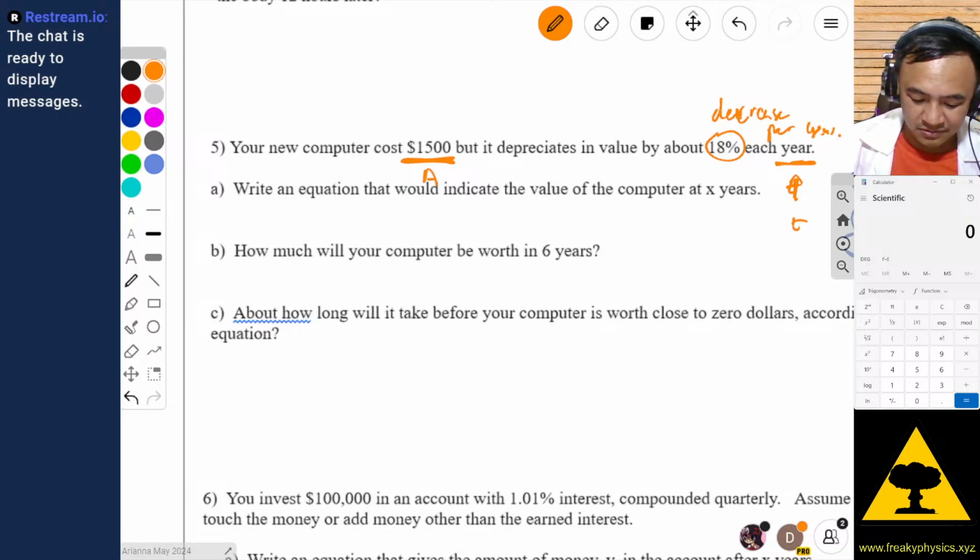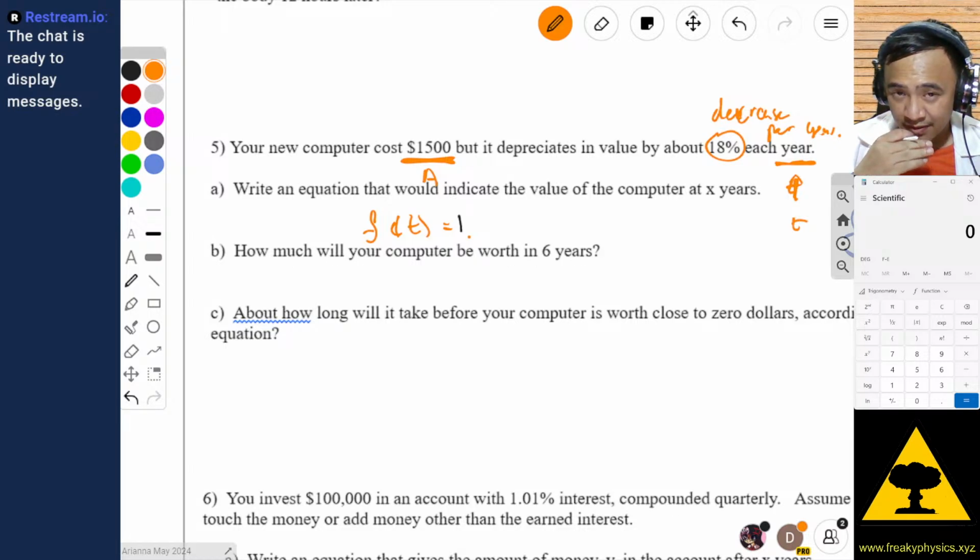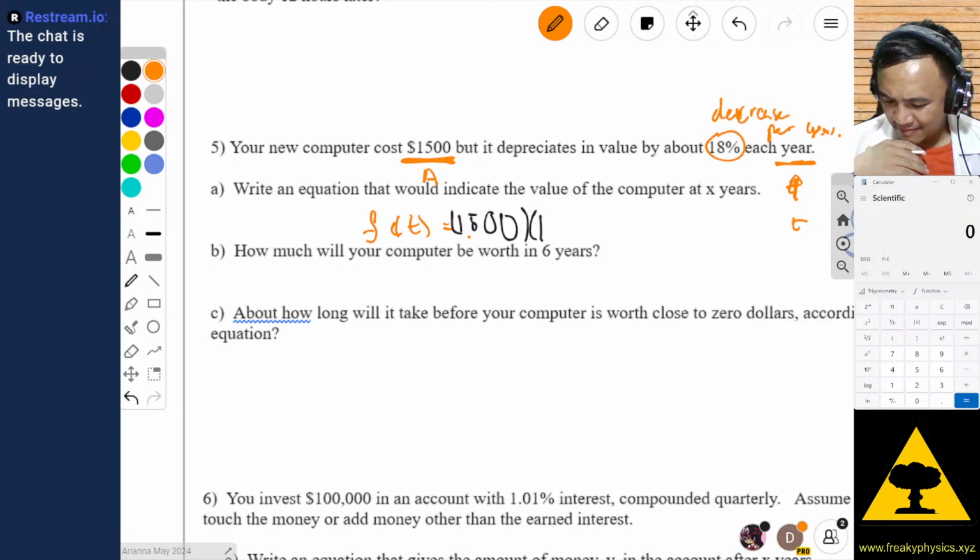What's the function? F of x. I will use t to make it a bit easier. F of t is equal to... A times R to the t? Can I write... Yeah, go ahead. R is 18? Oh no, zero point... No, it's not quite.